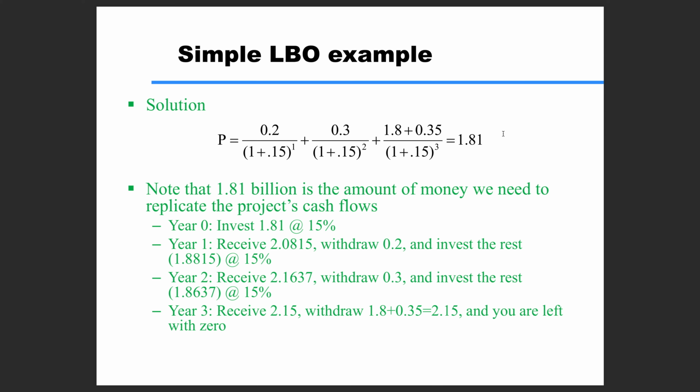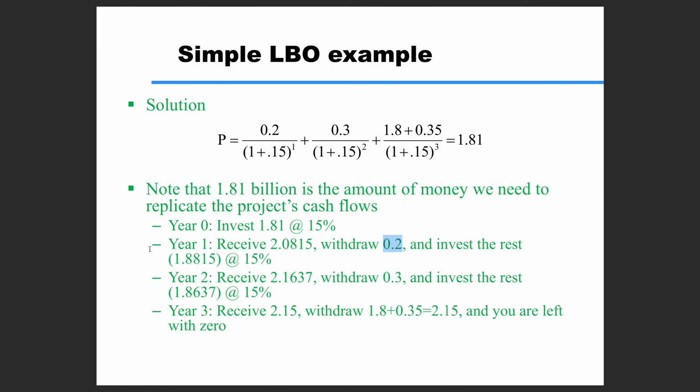Note that if we invest this amount today at 15% interest rate, we are able to exactly replicate the cash flows of this firm. This is what I mean. Suppose that at time zero, I invest $1.81 billion at 15% interest rate. In year one, this investment will produce $2.0815 billion, out of which I withdraw 0.2 billion to replicate the cash flow at time one. The rest is invested, again at 15%.